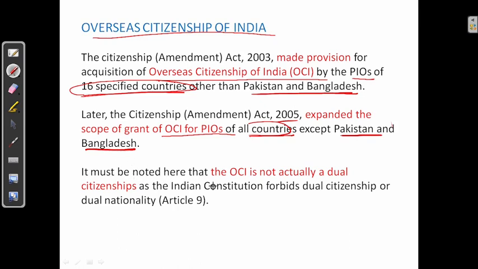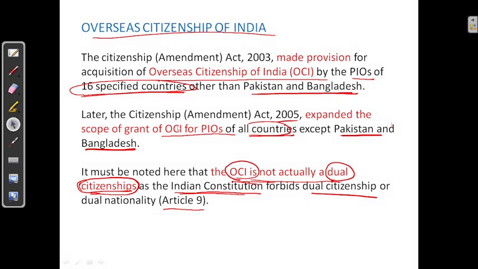Next, it must be noted here that OCI, Overseas Citizen of India, is not actually a dual citizenship, as the Indian Constitution forbids dual citizenship or dual nationality. Providing OCI doesn't mean that it is a dual citizenship. See, OCI holders don't have all the rights of citizens of India. There are some regulations for them.